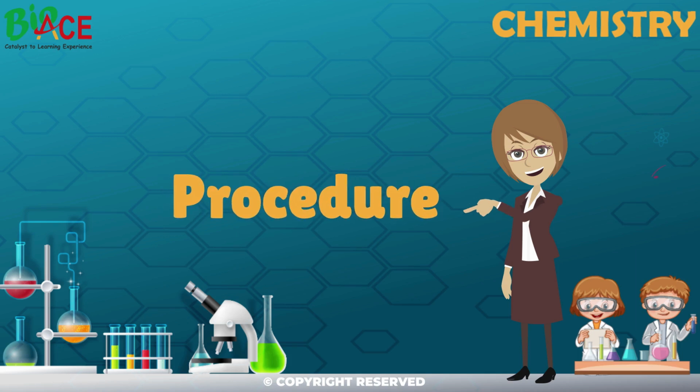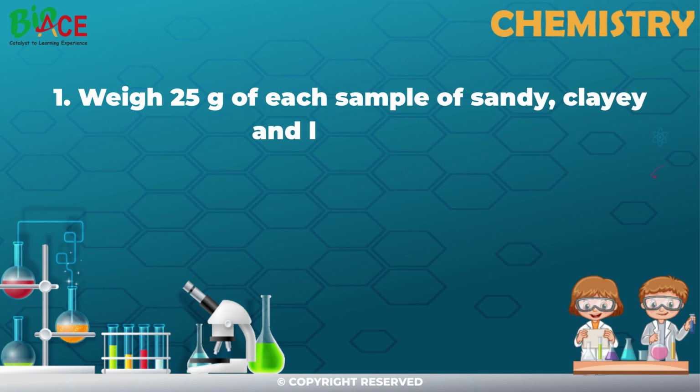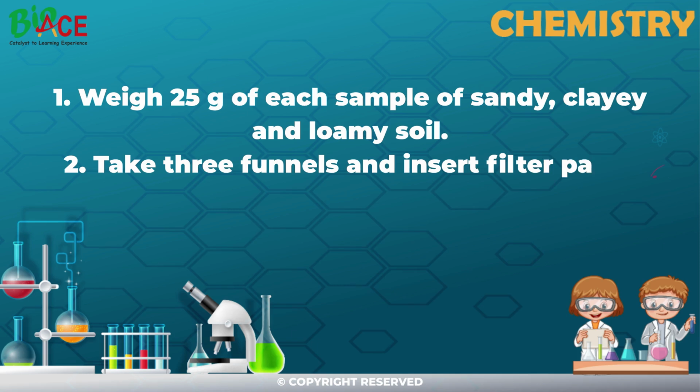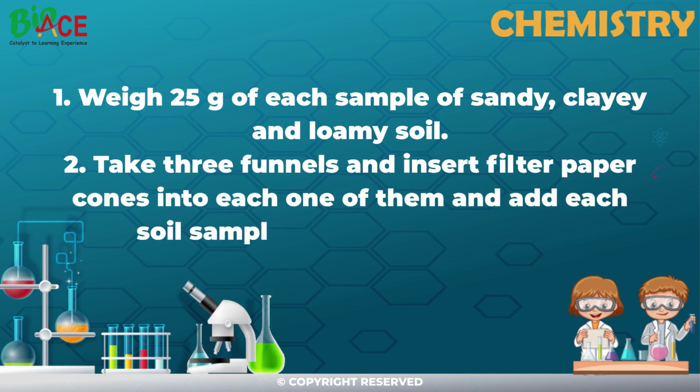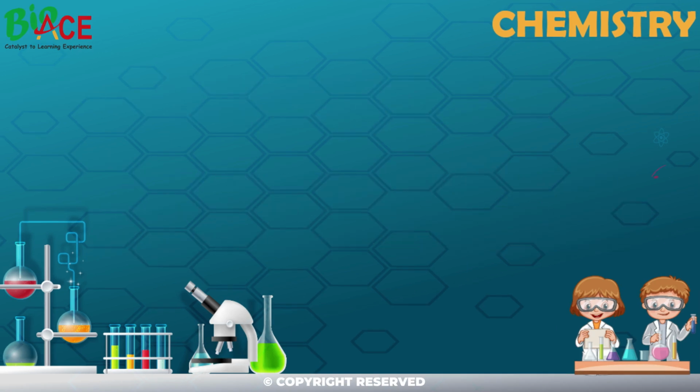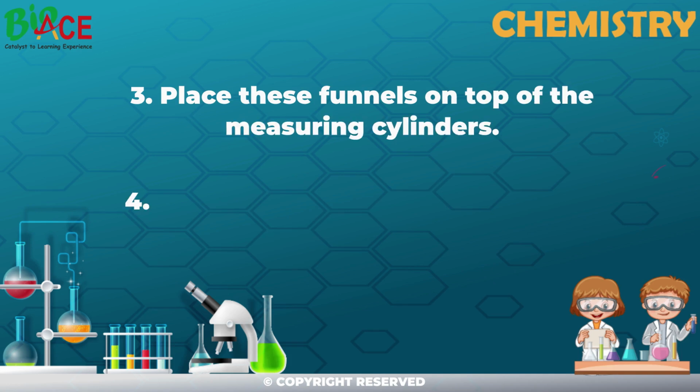Procedure. 1. Weigh 25 grams of each sample of sandy, clayey and loamy soil. 2. Take 3 funnels and insert filter paper cones into each one of them and add each soil sample over the filter paper. 3. Place these funnels on top of the measuring cylinders.